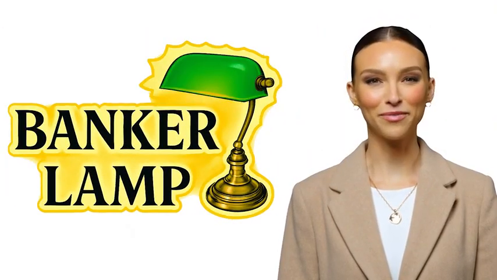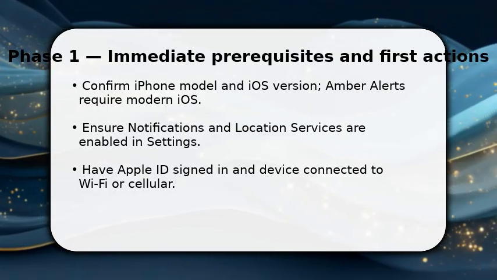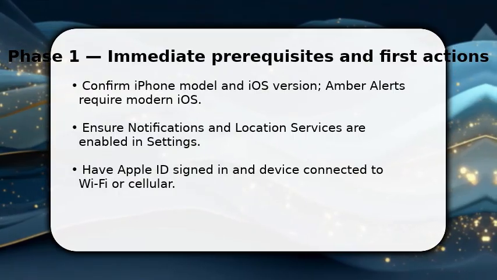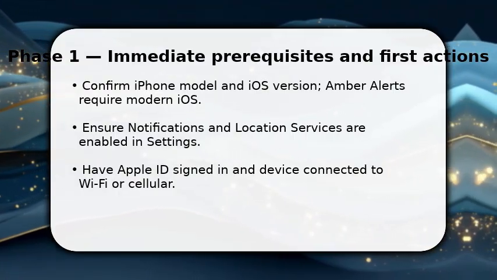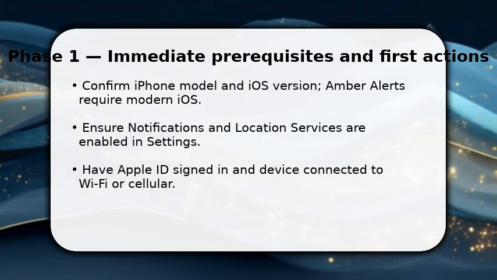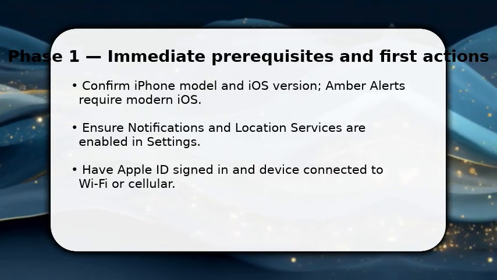Please enjoy the video. You'll start by preparing the phone so alerts can arrive reliably. First, check your iPhone model and update iOS if needed. This ensures compatibility with government alerts. Once done, make sure notifications and location services are enabled because alerts use location to target messages.